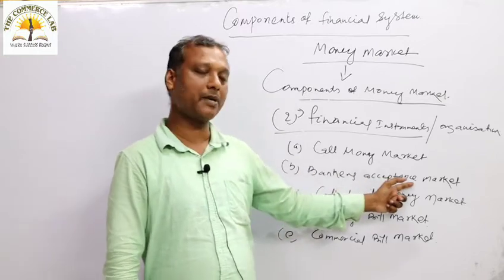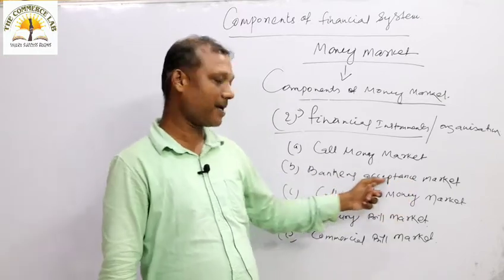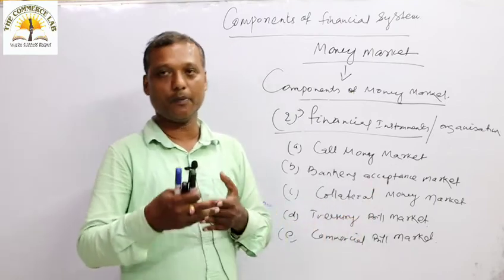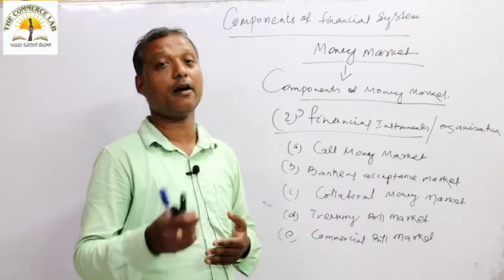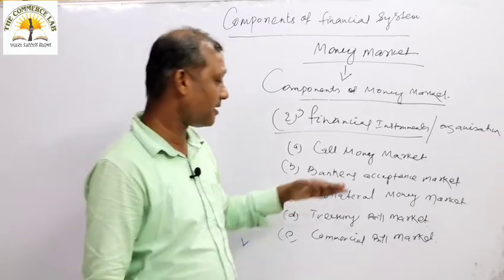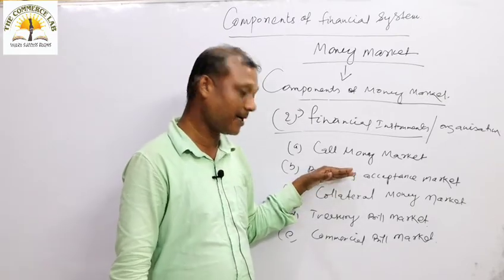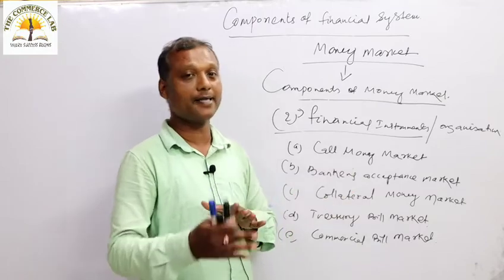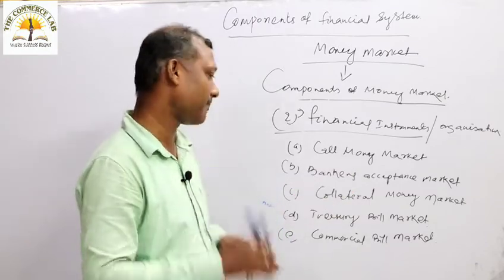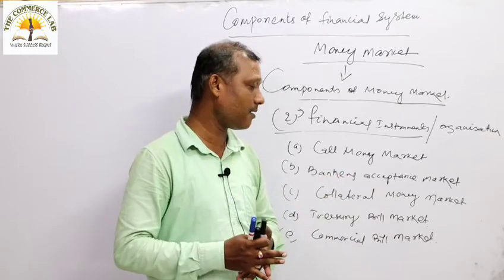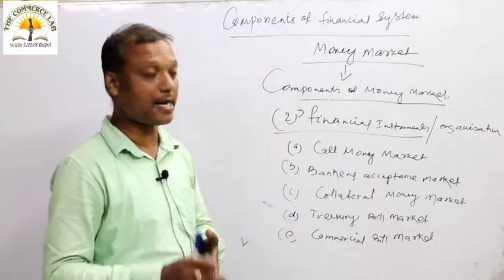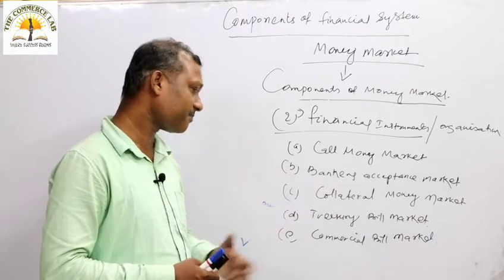And banker acceptance market. When you talk about banker acceptance market, here the banks are playing an important role to finance foreign trade or domestic trade. This is a financial system that is meant for financing domestic and international trade. In collateral money market, loans are being granted for short-term duration against collaterals, against securities like your mortgage and pledge.